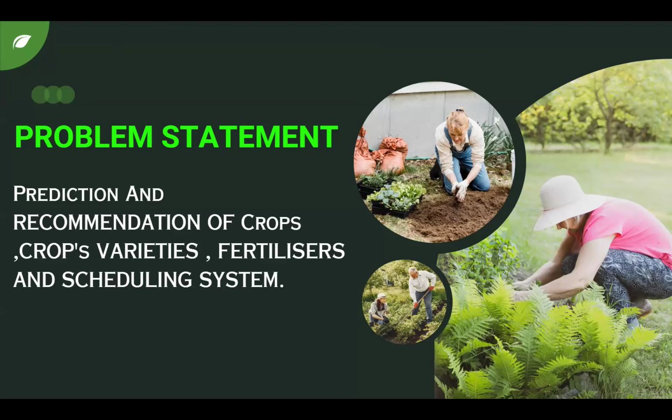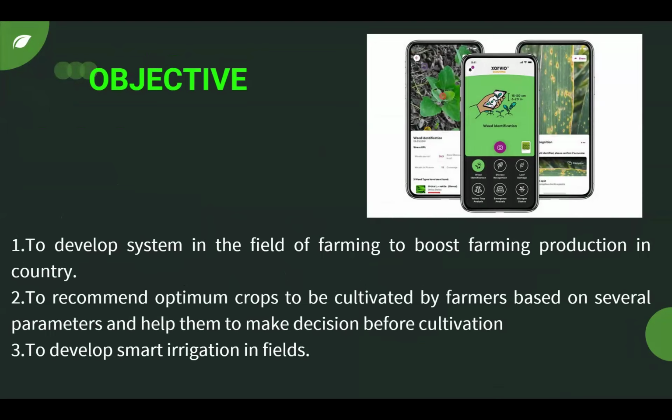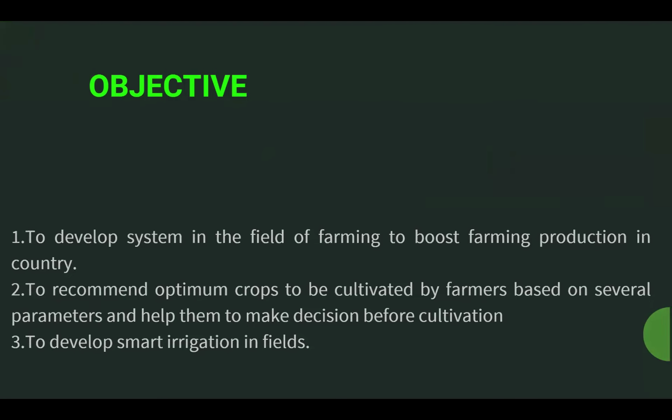So our problem statement is prediction and recommendation of crop varieties, fertilizer, and a scheduling system. The main objective: agriculture is based on climatic conditions, and the changing climate due to global warming is causing losses to farmers due to wrong prediction of the crop they have taken in the field. So we are going to recommend the optimal crop for the farmer to cultivate based on several parameters, helping them make decisions before cultivation, and a scheduling system which will predict how to cultivate through to harvest to increase production. Next, I want to call Arya Gunurkar to present the next slide.